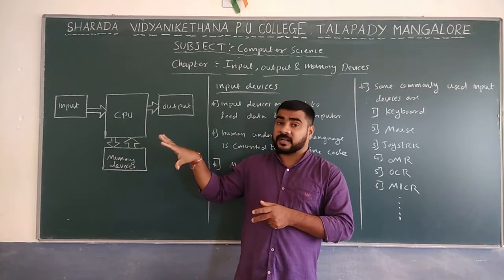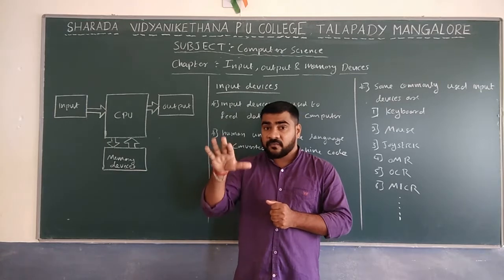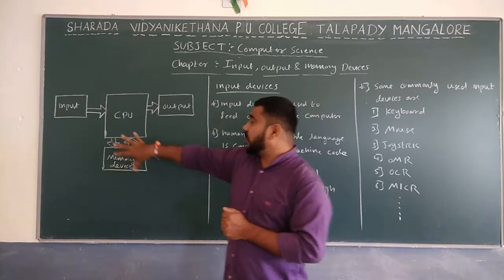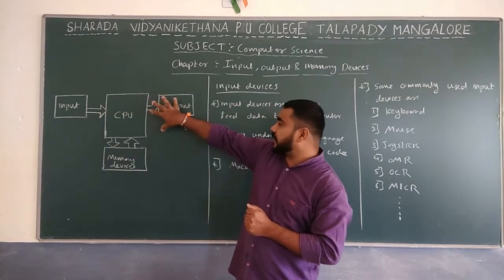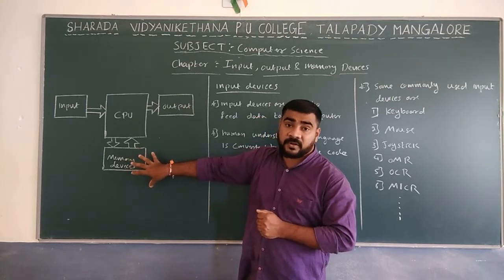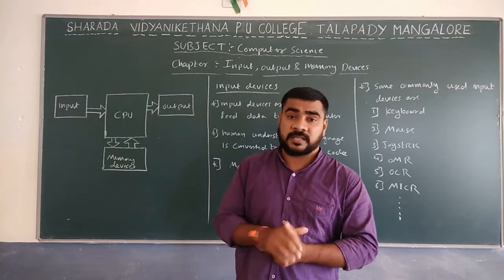This is the block diagram we studied in the first chapter. So in this chapter, we are not going to discuss these things. We are discussing what an input unit is, different types of input devices, different types of output devices, and also different types of memory devices. These 3 things we are going to discuss in this chapter.